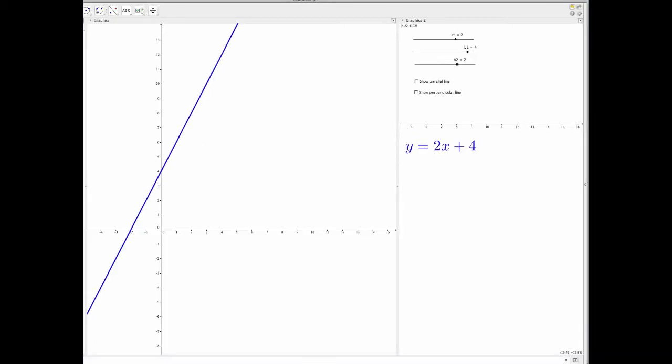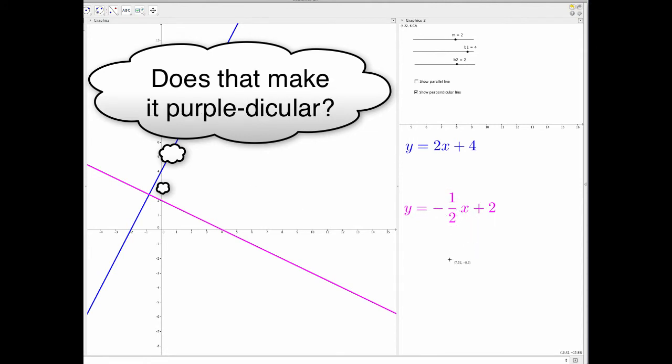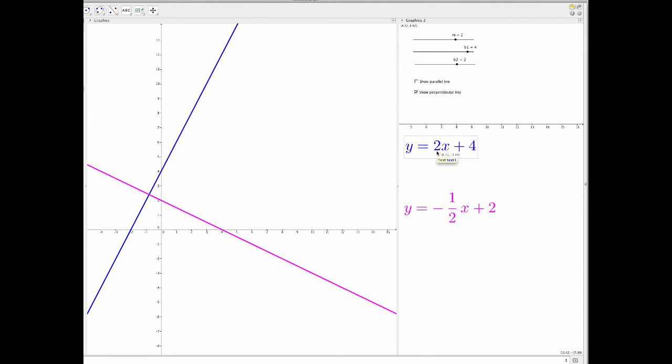We'll go back to GeoGebra for a minute, and we'll look at what perpendicular lines are. Now, the blue line is the line y equals 2x plus 4, and now we're going to show a line that's perpendicular to that. This purple line is perpendicular to the blue one, and let's take a look at its slope. The slope of the blue line is 2. The slope of the purple line is -1/2. So that is the opposite reciprocal of the slope of the blue line.